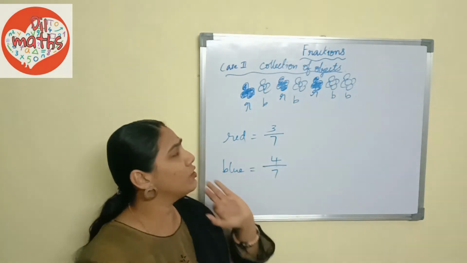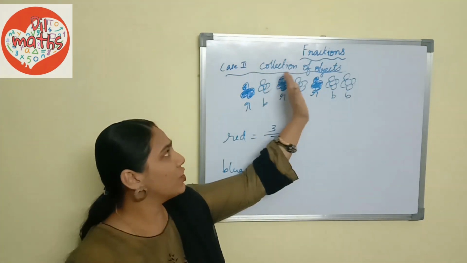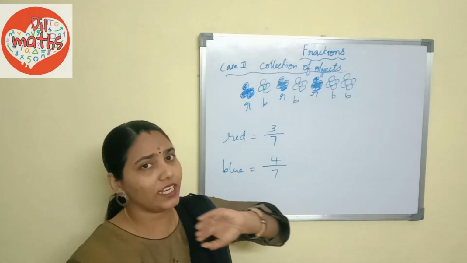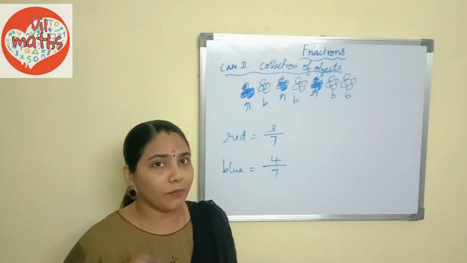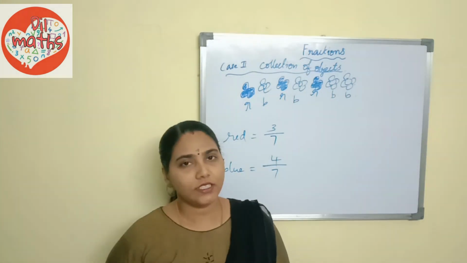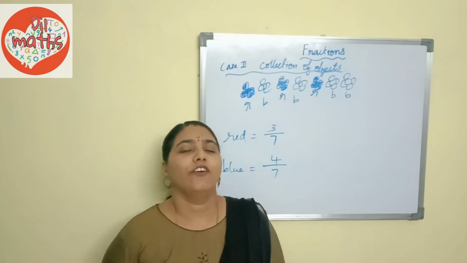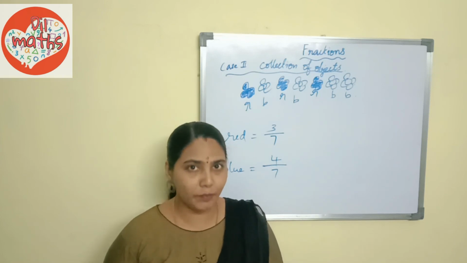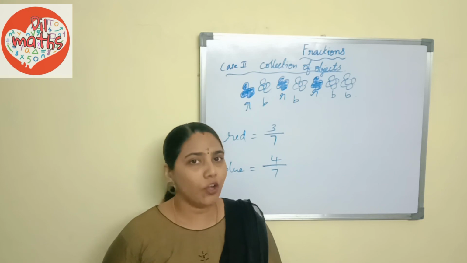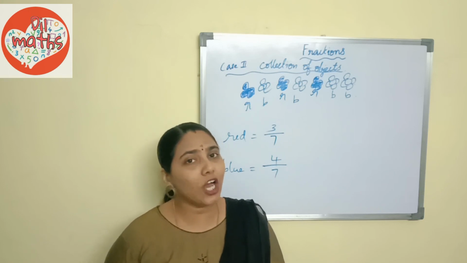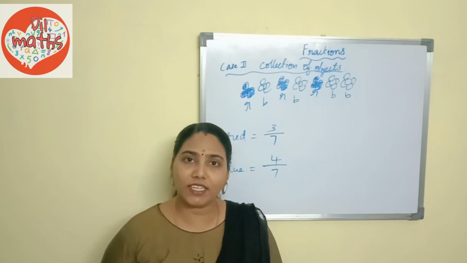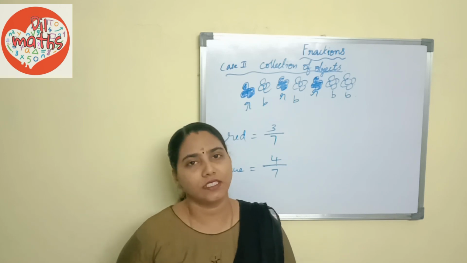So in this case, what do you keep in your mind? Collection of objects. If in the question collection of objects is coming with denominator, what should you write? Total number of objects you should write. So what is the definition of fraction? Fraction is a number that represents the part of a whole. That whole may be a single object or collection of objects. If it is a single object, that should be divided into equal parts.